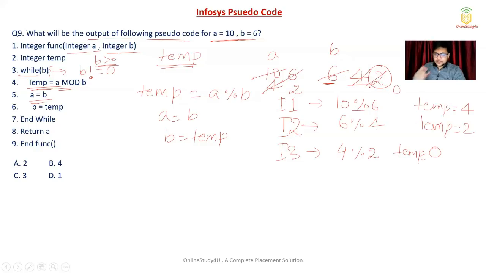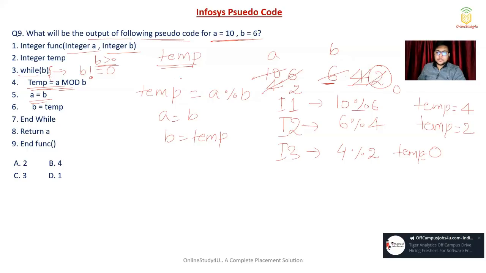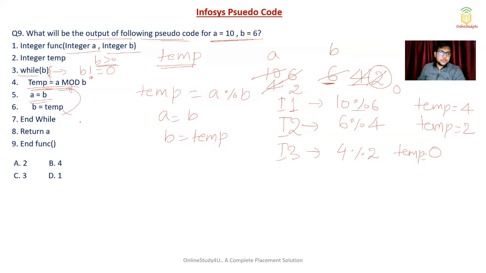0. Fine. Now the loop will not execute because now my B is equal to 0. So we will come outside of the while loop, and now we have to return the value of A. What is in A? A stores 2 right now. So my answer is A, that is 2. So this was all for this video.